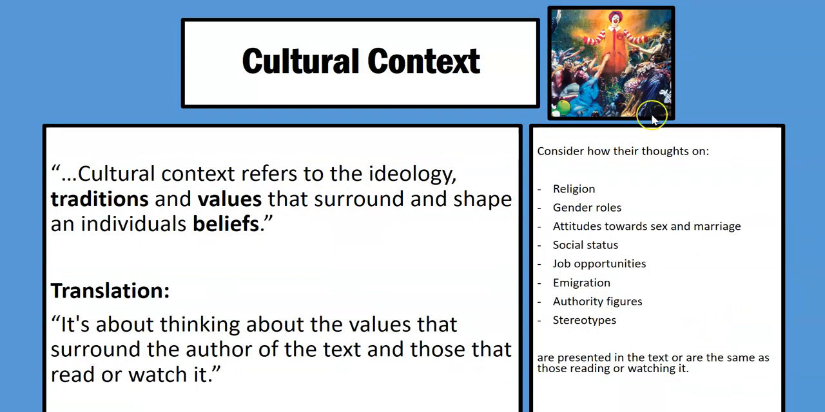Cultural context, as noted by the cheeky little picture of Ronald McDonald, Yoshi, and a number of other figures with people paying homage to them, or sainthood, is the ideology and traditions and values of that time that shape an individual's belief. Translation, it's about thinking about the values that surround the author of the text and those that read or watch it. So this specifically relates to religion, gender roles, attitudes towards sex and marriage, social status, job opportunities, immigration, authority figures, and stereotypes. Cultural context also relates to, in short, fashion, music, slang, terminology, but also what is popular at the current point in time.